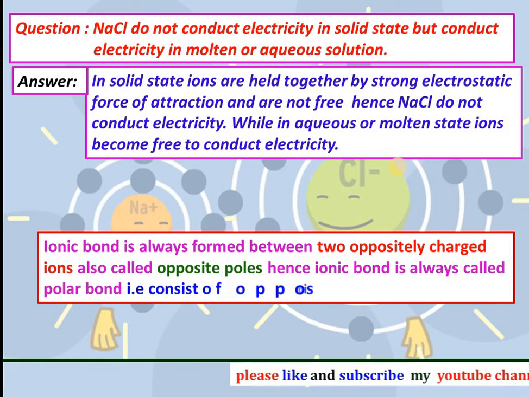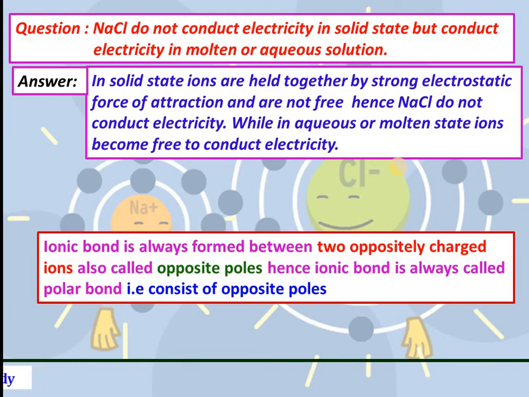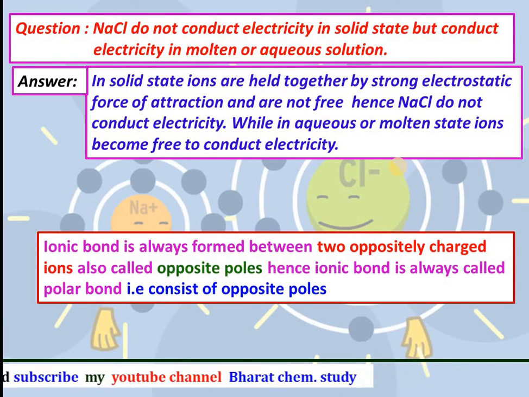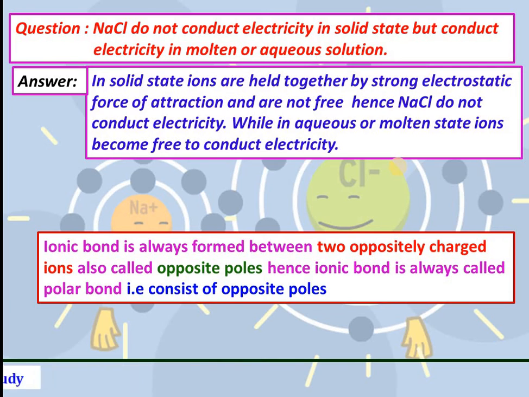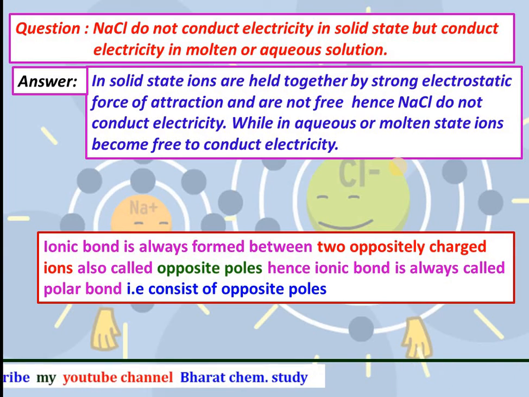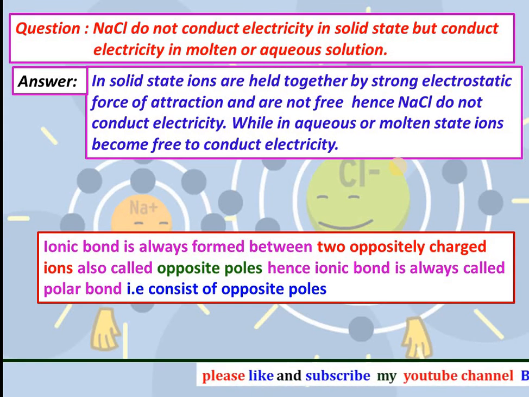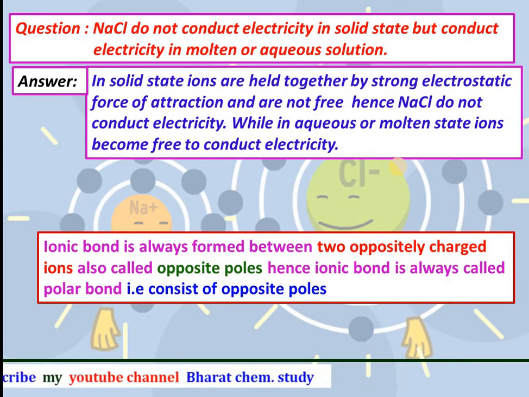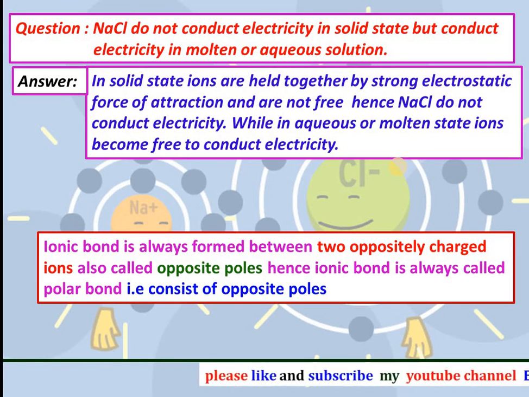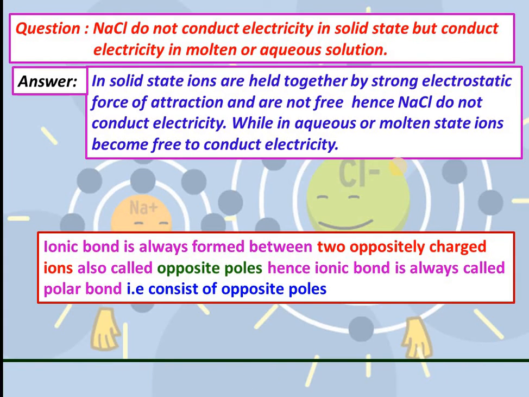Ionic bond is always formed between two oppositely charged ions, also called opposite poles. Hence, ionic bond is always called a polar bond, that consists of opposite poles. Most of the time students do not understand what are polar bonds and what are non-polar bonds. Here is a small tip to understand what is a polar bond. A polar bond is one which is formed between two oppositely charged ions, that is, opposite poles. So because ionic compounds always form between two oppositely charged ions, hence all ionic compounds or ionic bonds are polar in nature. What are non-polar compounds, that we will study in the next video.